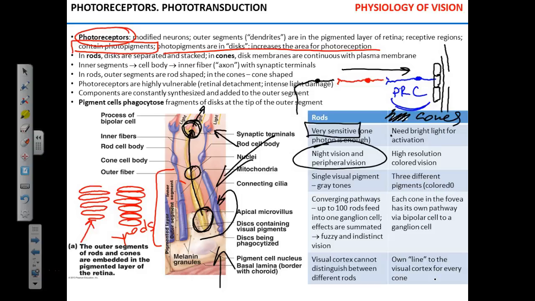Cones: colored vision in the light. Rods have only one visual pigment, so rods are not able to distinguish colors. It's grayscale vision. All they sense is the intensity of light. You got it? Cones, RGB system: red, green, blue. The same system that is used in computer monitors.